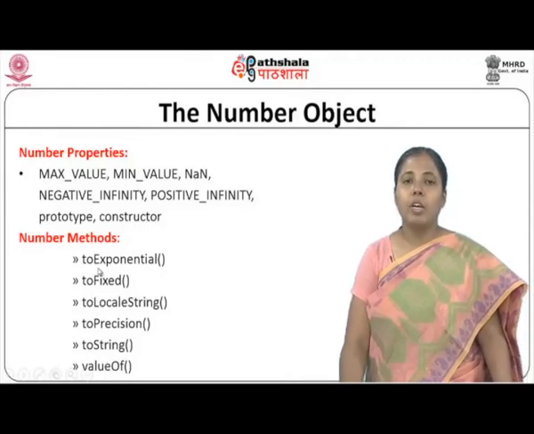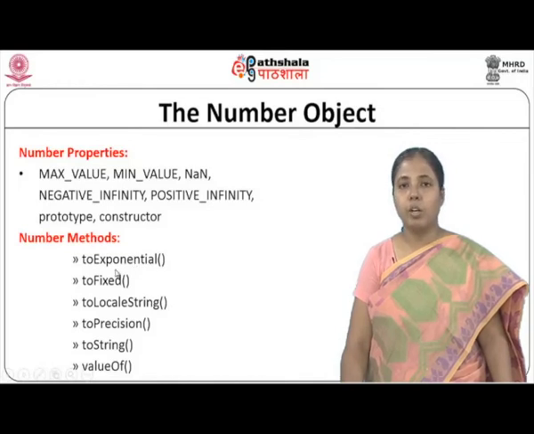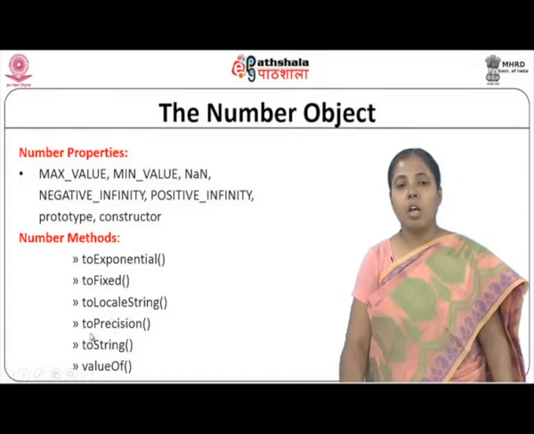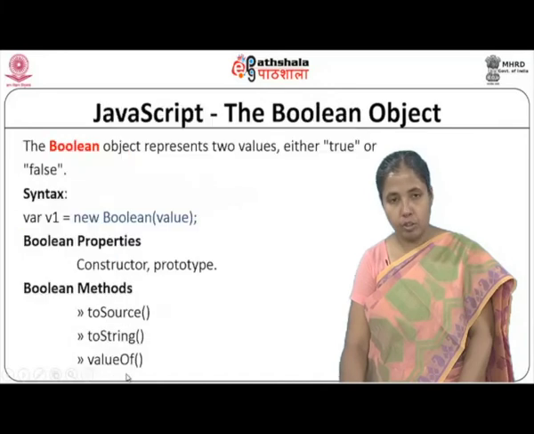If you are providing a number and you want to convert it to an exponential value, make use of the method toExponential. If you want a fixed number of digits after the decimal point, you can make use of a method called toFixed. You can convert a number to a string that is supported in the local machine. If you use a method called toPrecision, you can fix the number of digits before and after the decimal point. You can convert it to a string, and you can take the value of the number object using the valueOf method.